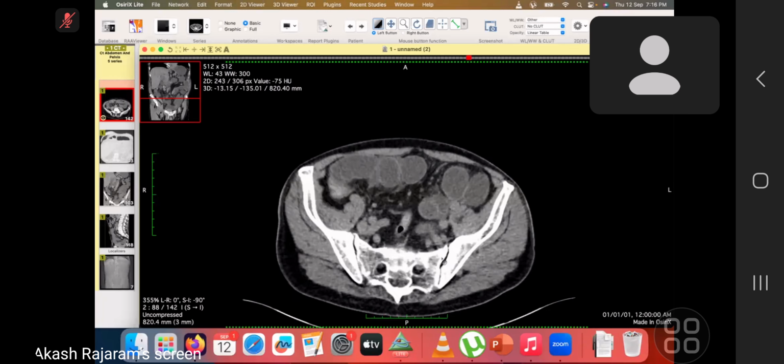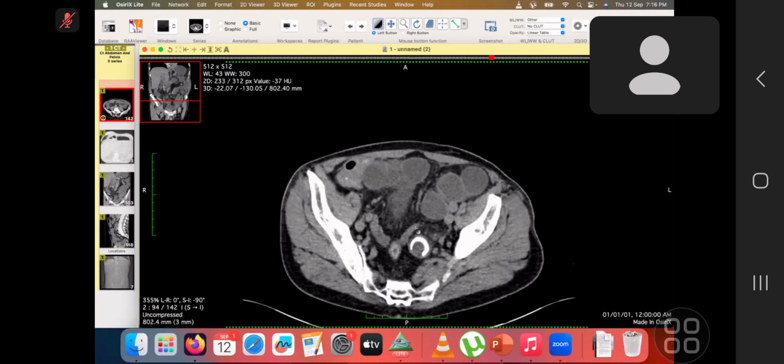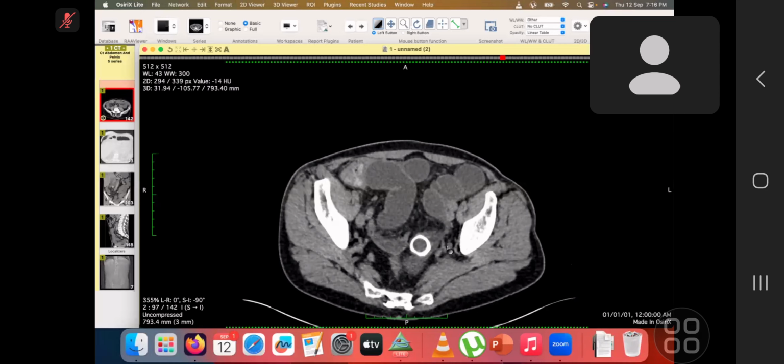So this finding is an emergency finding. I would pick up the phone, inform the findings to the general surgical team because they would go in for a laparotomy.